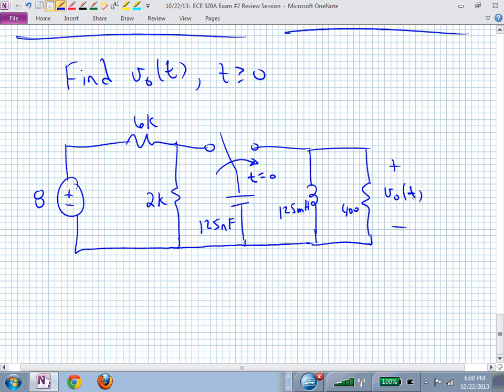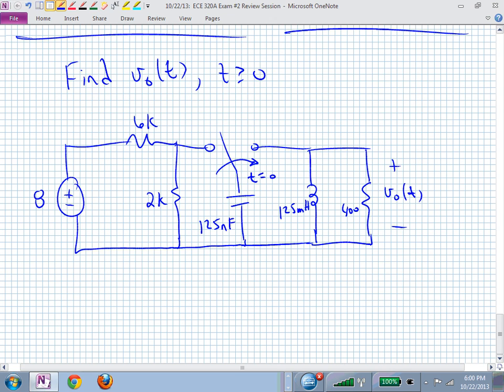Was this a homework problem? No? Okay. I can't remember. Are you questioning my drawing?